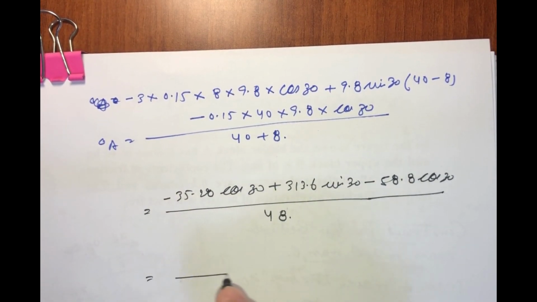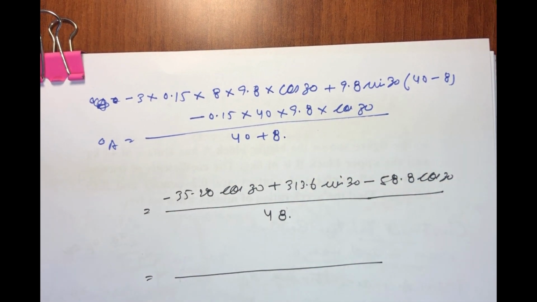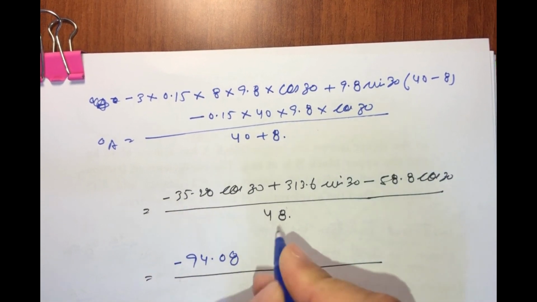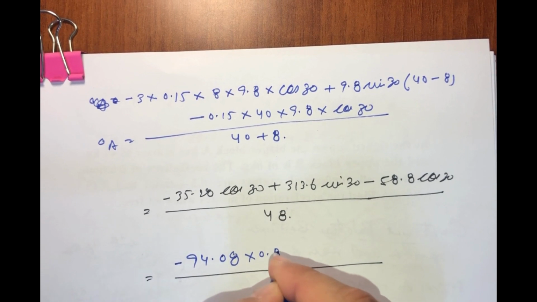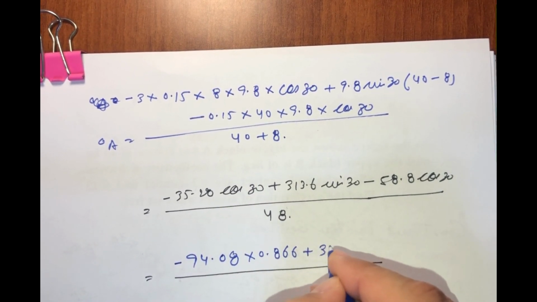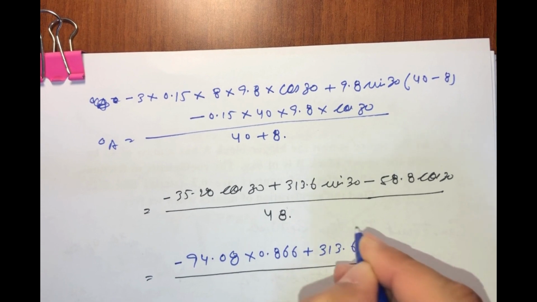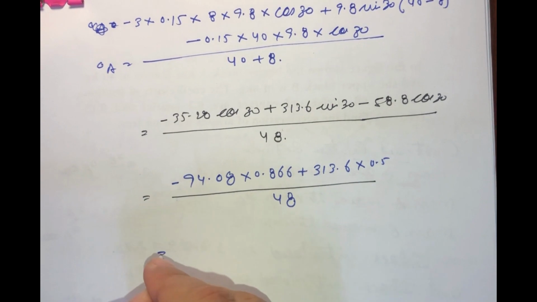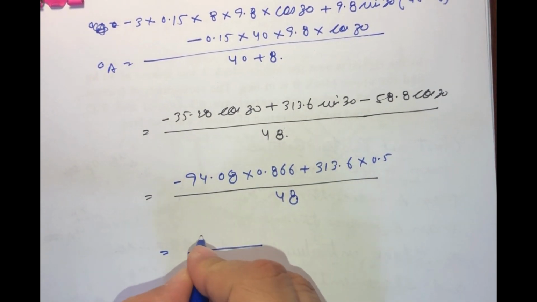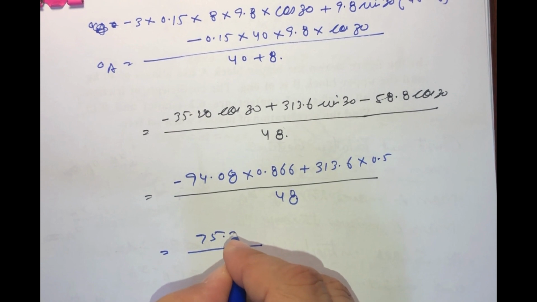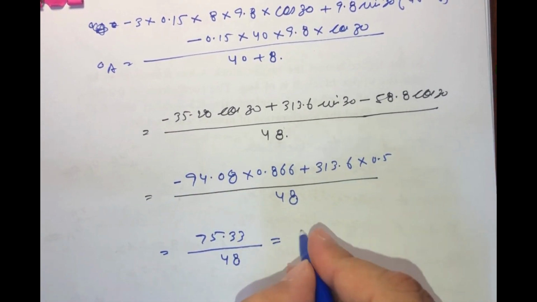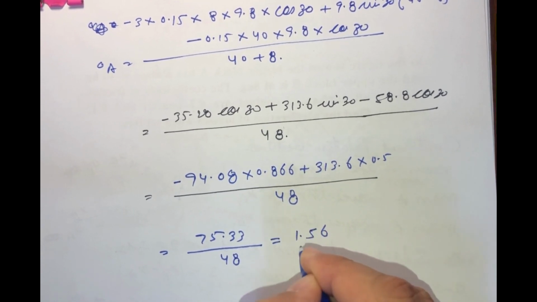and we can combine these two terms. This will be coming as minus 94.08 cos of 30, which is given as 0.866, plus 313.6 sine of 30, which is 0.5, divided by 48, and you can see this will be coming as equal to 75.33 divided by 48. Okay, and this will be coming as approximately 1.56.